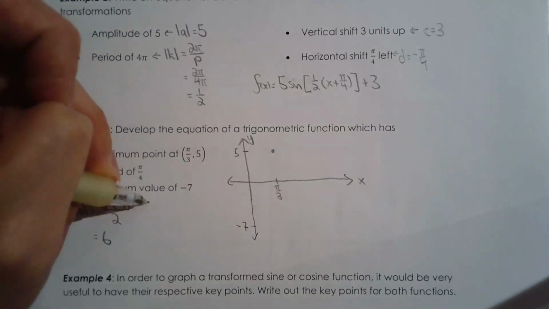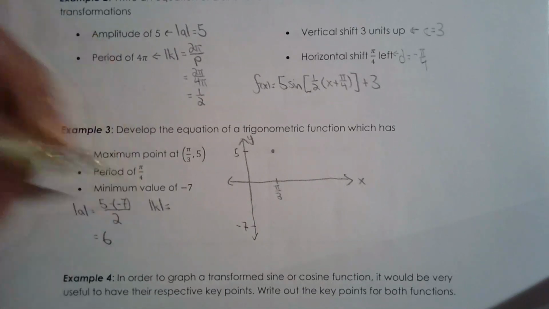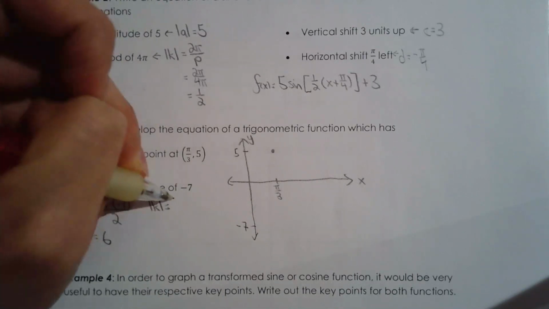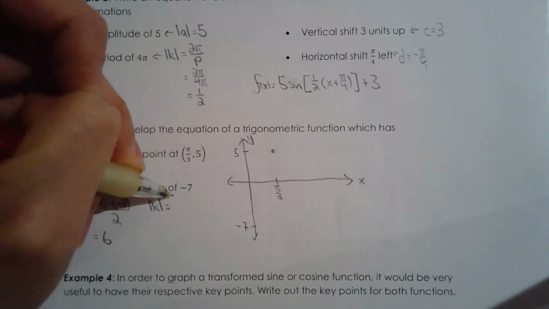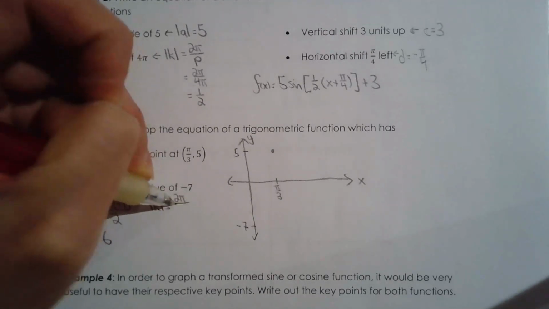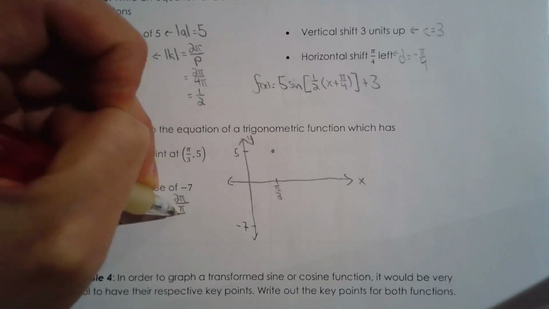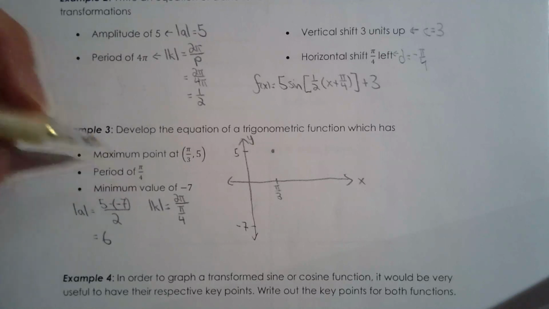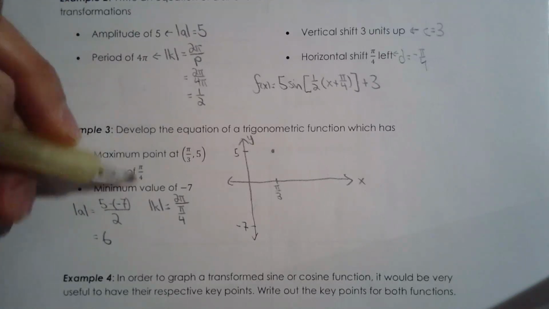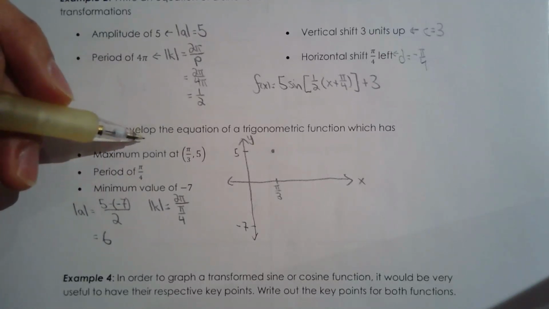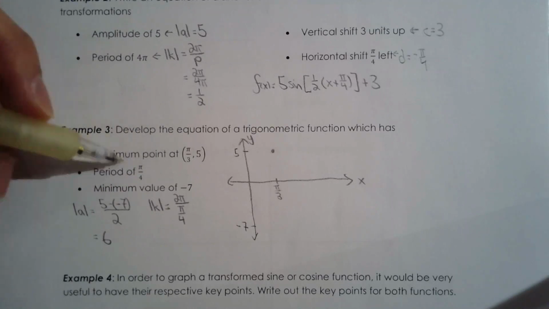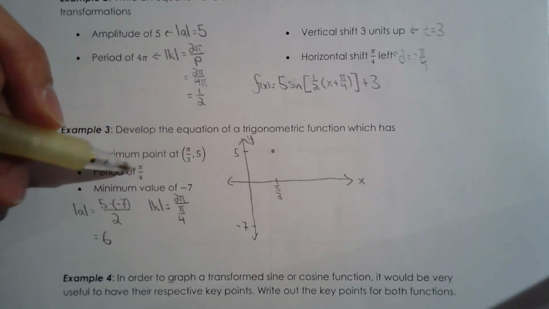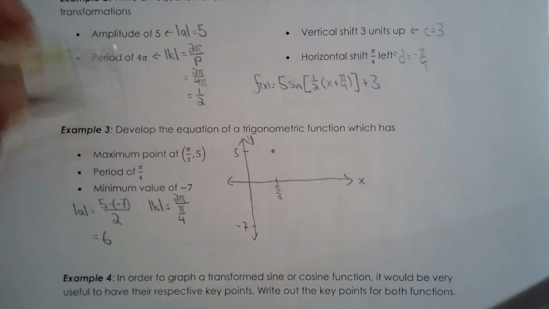Nice. What about the absolute value of k? Absolute value of k is 2 pi over the period, which is pi over 4. Before I do the math, let's think about it. The period is pi over 4. It used to be 2 pi, so it was compressed by quite a bit. In other words, you horizontally stretch by a factor of less than 1.